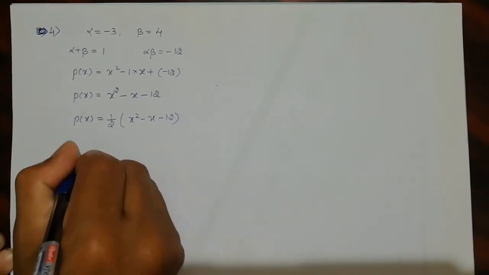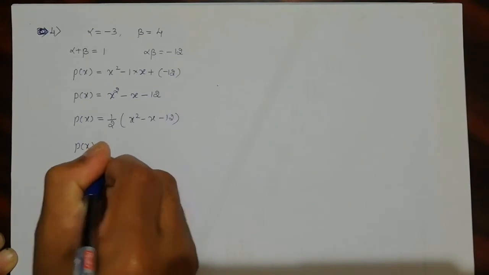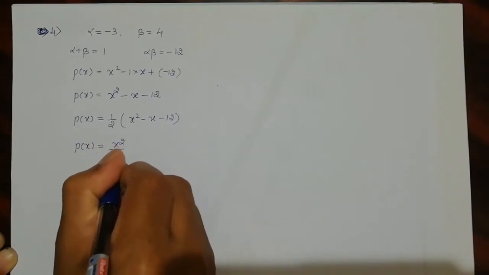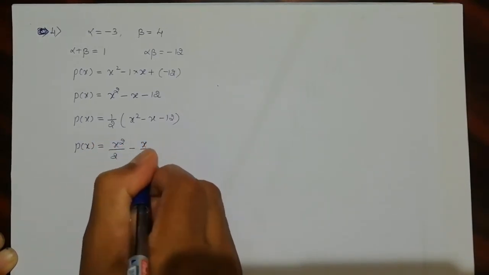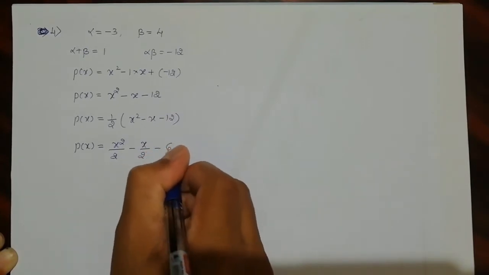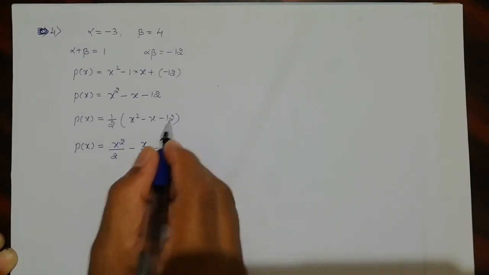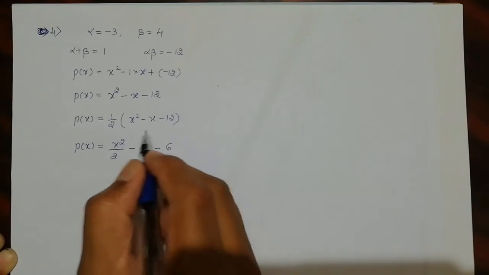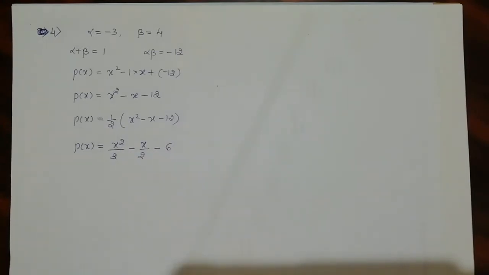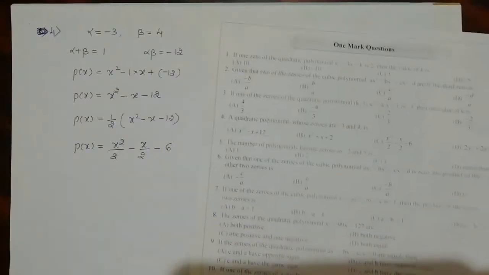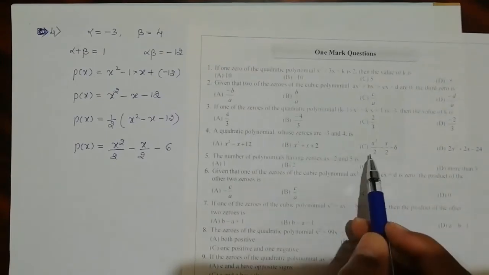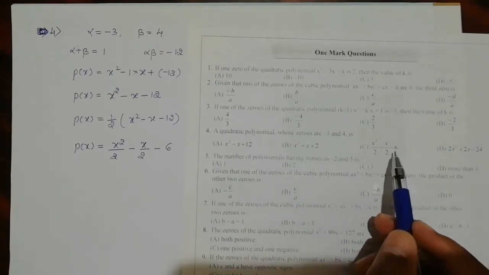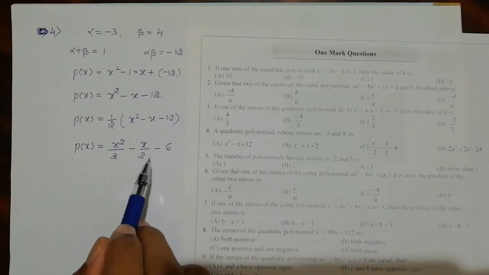So now on multiplication you will get what? P of x is equal to x square by 2 minus x by 2 and then minus 6, because you can divide 12 by 2, it will go 6 times, that's why. Now look at the options. Look at the third option, x square by 2 minus x by 2 minus 6, x square by 2 minus x by 2 minus 6.